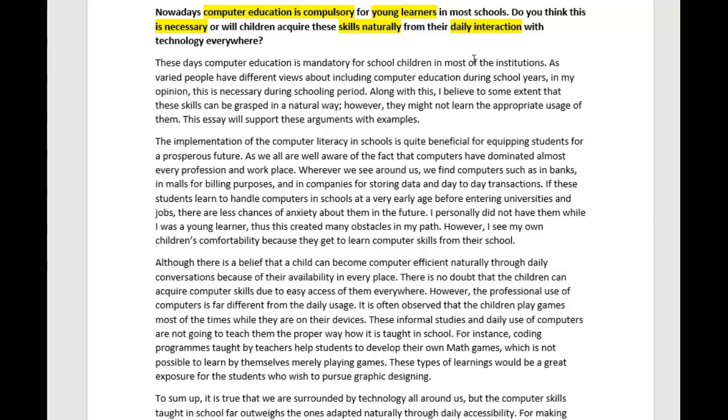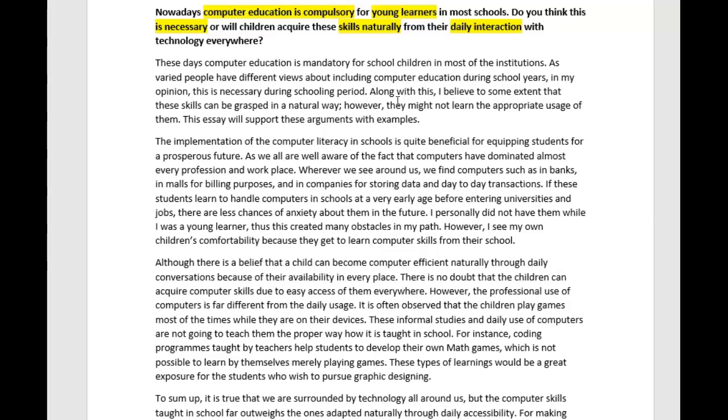As varied people have different views about including computer education during school years, in my opinion, this is necessary during the schooling period here. Along with this, I believe to some extent that these skills can be grasped in a natural way. However, they might not learn who is they. They might not learn the, you want to say children, okay? Or you could say students, because this they is not clear. However, students might not learn the appropriate usage of them.